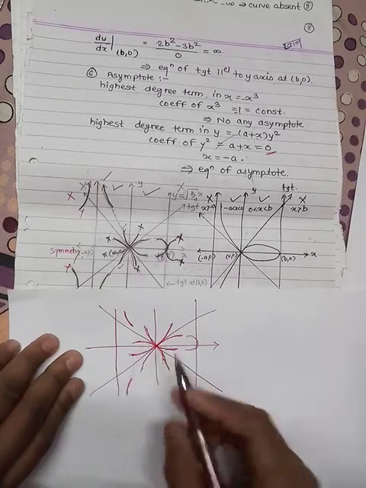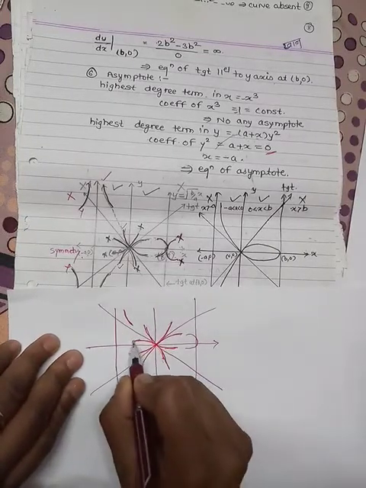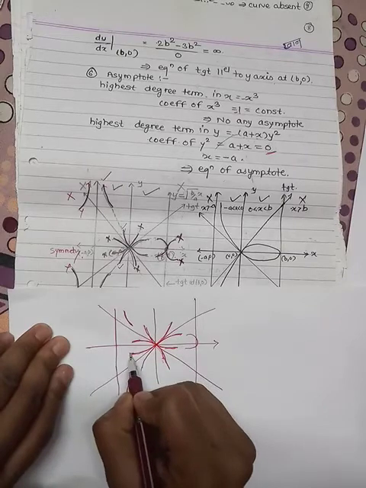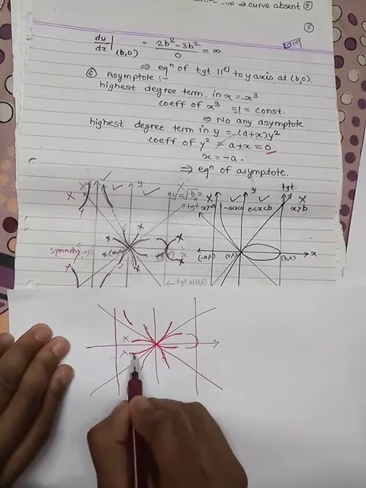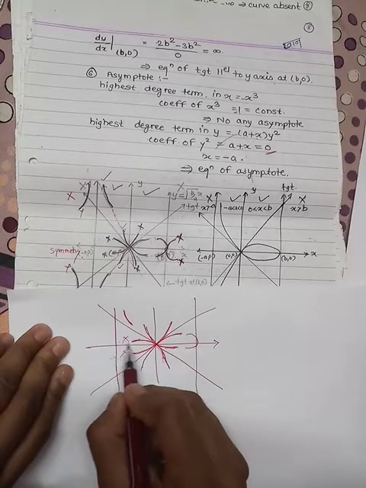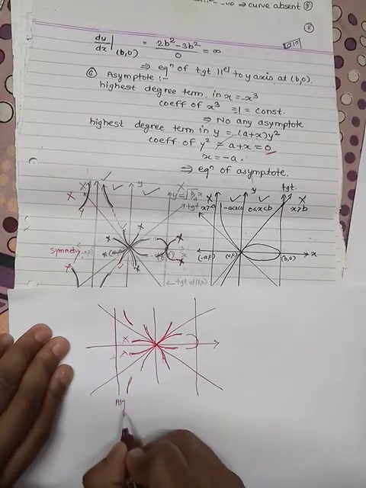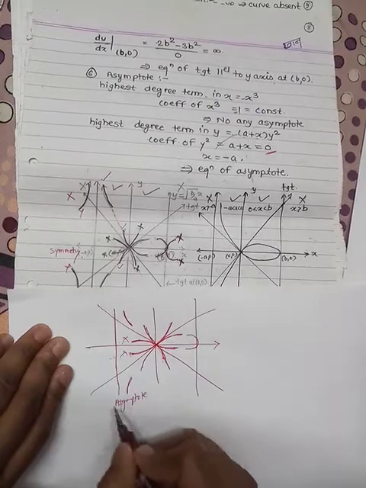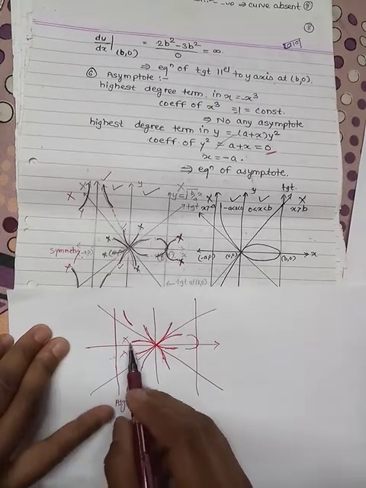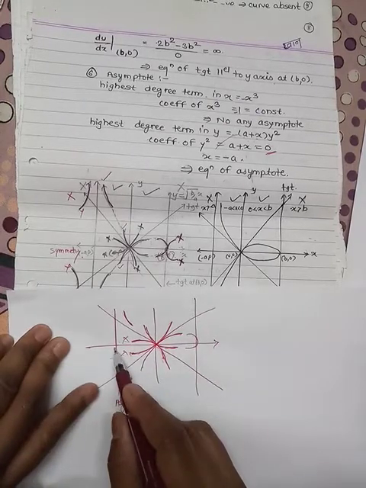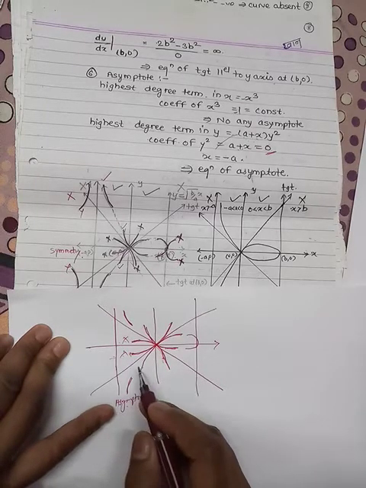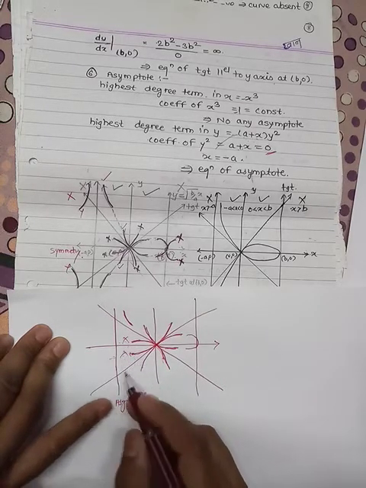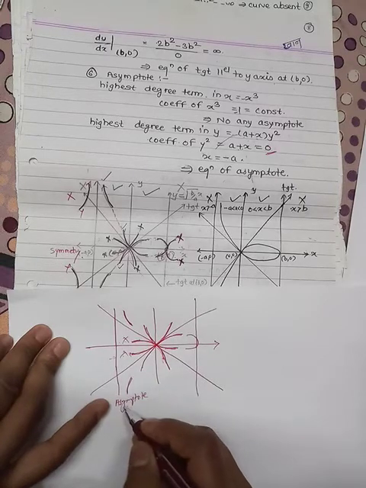Let us check. This curve and this curve we can't take, because if we extend this part, it will intersect this asymptote. By the definition of asymptote, the curve does not intersect the asymptote; an asymptote is a line which the curve touches only at infinity.